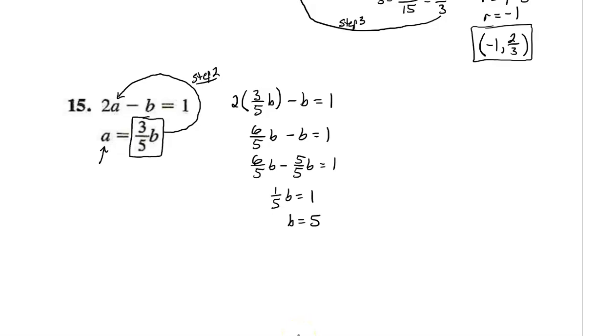Take the answer for B and substitute it. Where do you put it? You put it into the other equation, the one that we weren't just using. So into this equation, and this will be step 3. A is equal to 3/5 times, now what number were we replacing B with? 5. And so A is equal to 3. The ordered pair is 3, 5.